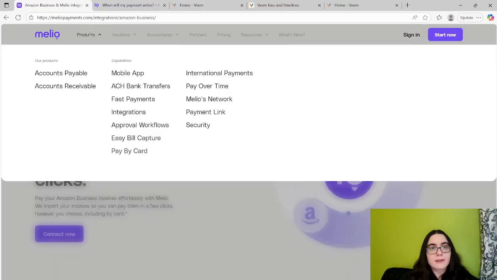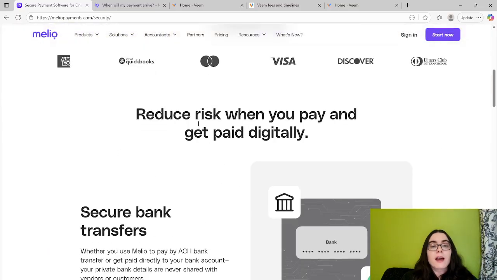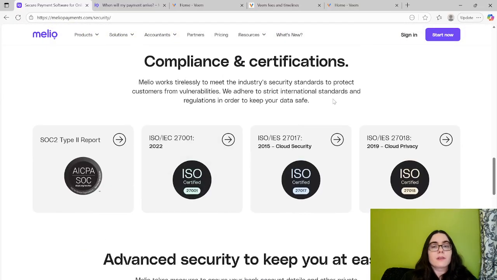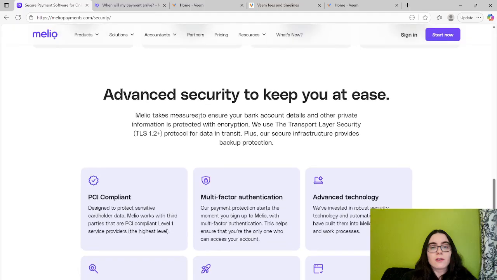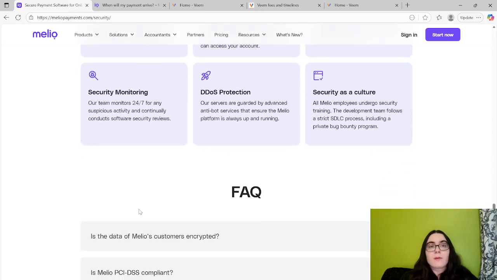Next thing is security. You want to keep your transactions really secure and keep your sensitive financial data safe. So they do have a lot of security features. They have all these different certifications that you can take a look at. They also have multi-factor authentication, 24/7 security monitoring. So yeah, that's what you're looking at with Melio.